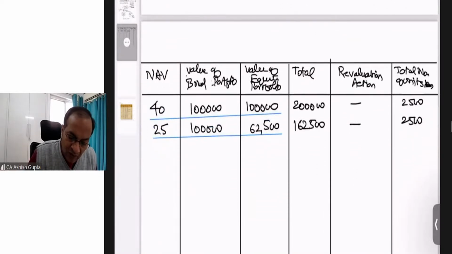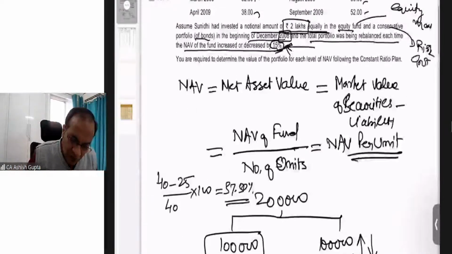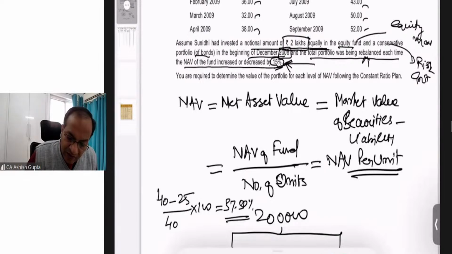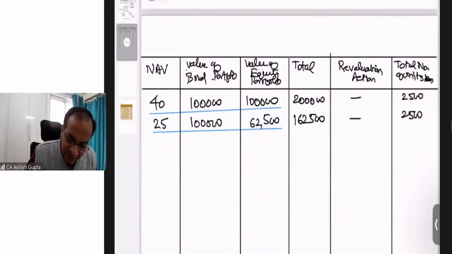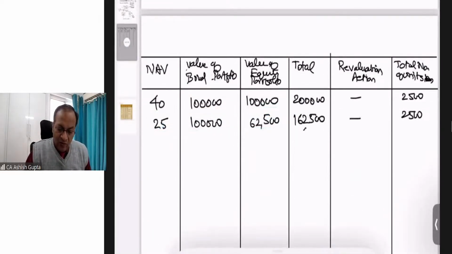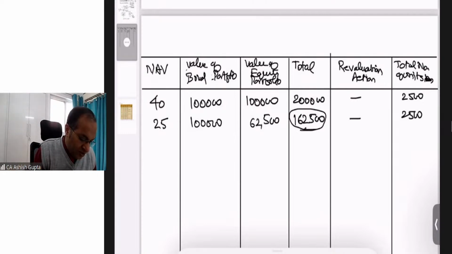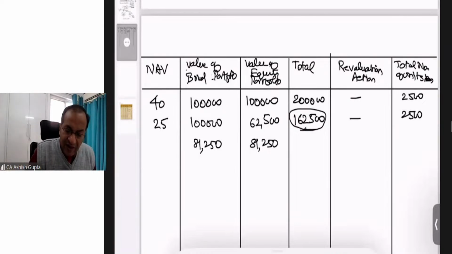Now rebalancing. Let us see how we carry out the rebalancing. Our target was to make the amounts 50-50%, so we divide this amount equally into both portfolios. 162,500 divided by 2 comes to 81,250, because we have to allocate the equal amount in both funds, the conservative fund and the equity fund.